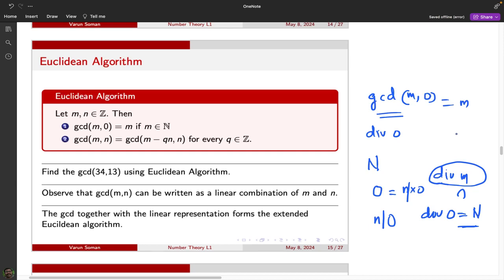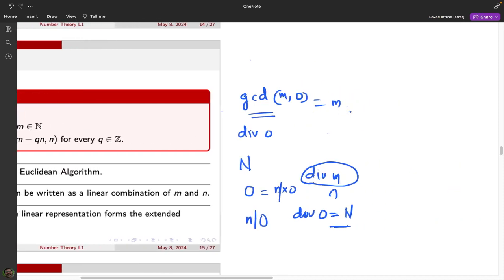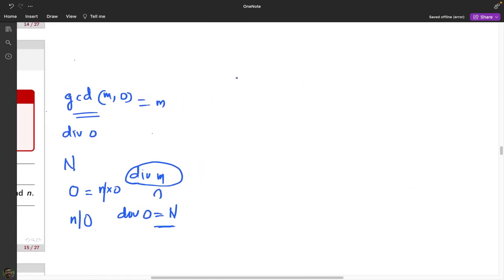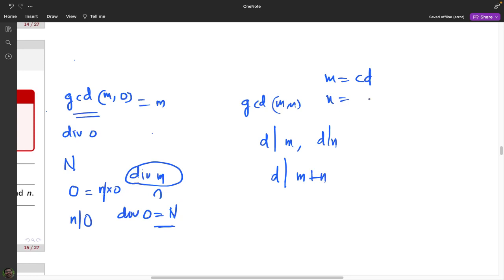Similarly, another important result: suppose you have to find the GCD of m comma n. Suppose D is the GCD of m comma n. That means D will divide m as well as D will divide n. So you can conclude that D will divide m plus n. Why? Because m will be equal to some c into D, and n will be equal to some t into D. So m plus n will be equal to (c plus t) into D.